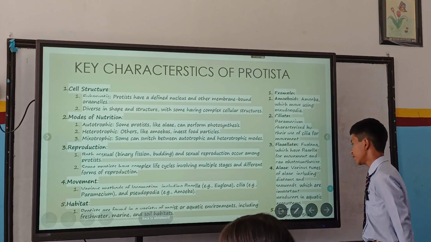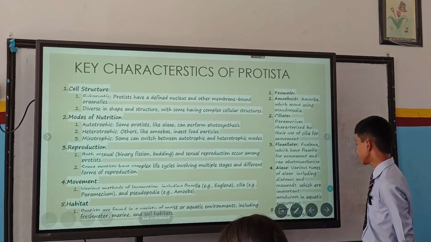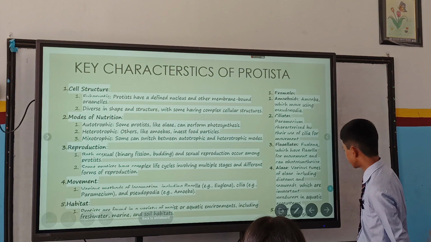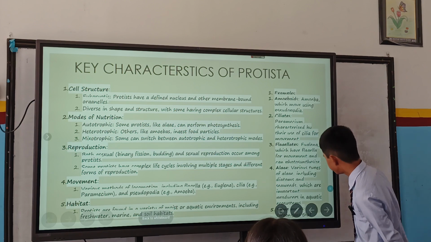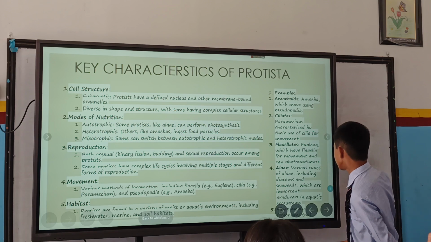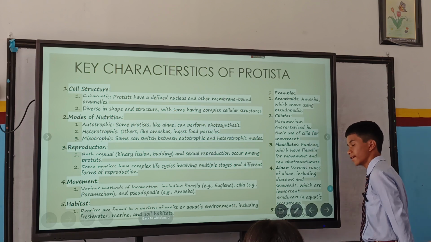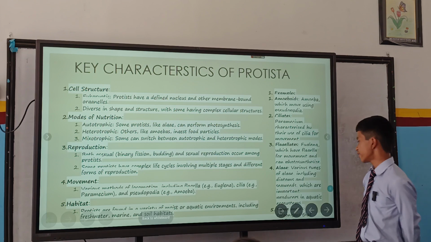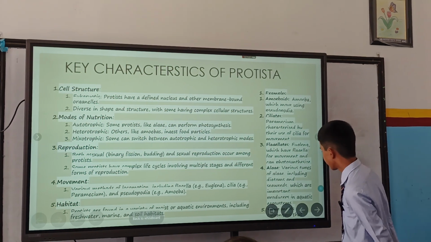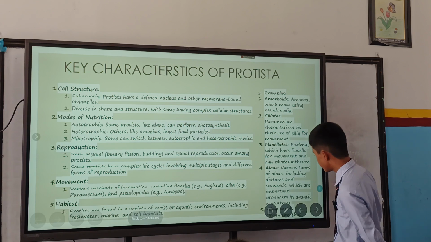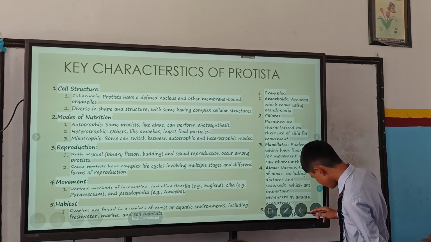Algae: various types of algae, including diatoms and seaweeds, which are important producers in aquatic ecosystems, meaning they can only locomote inside an aquatic environment. Slime molds.